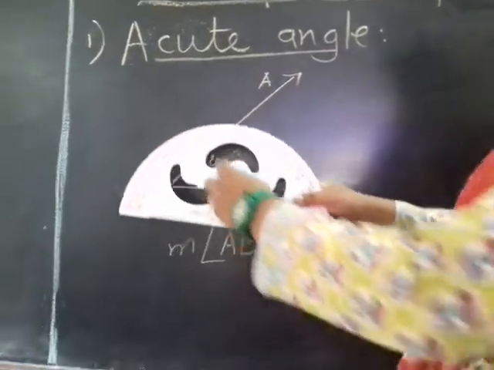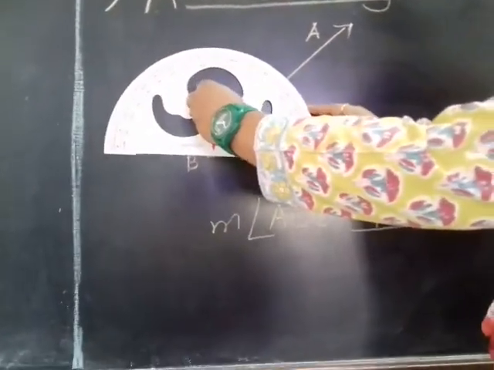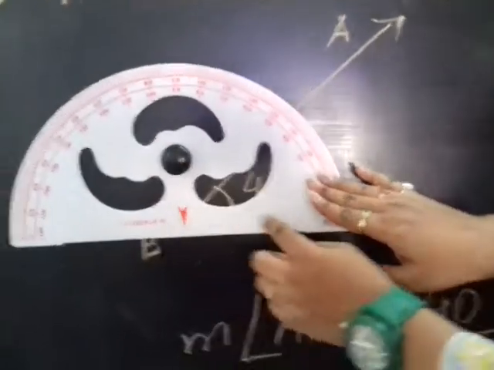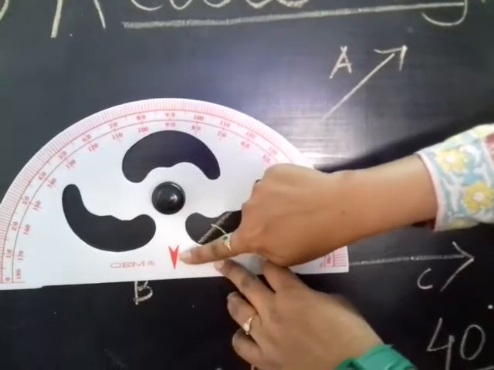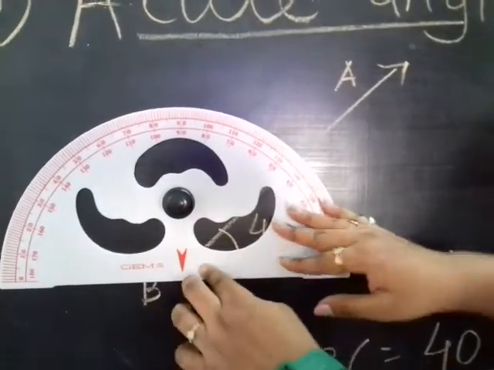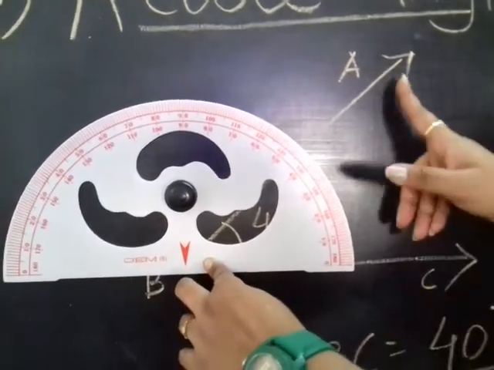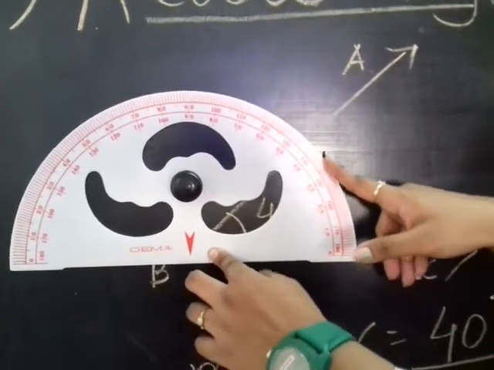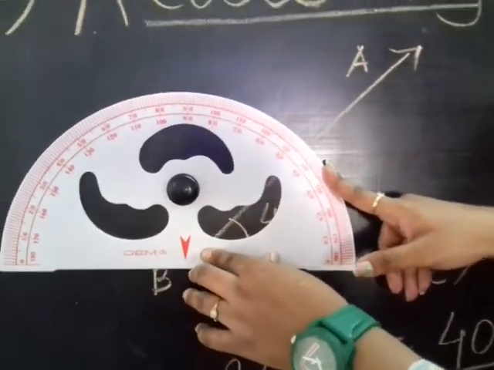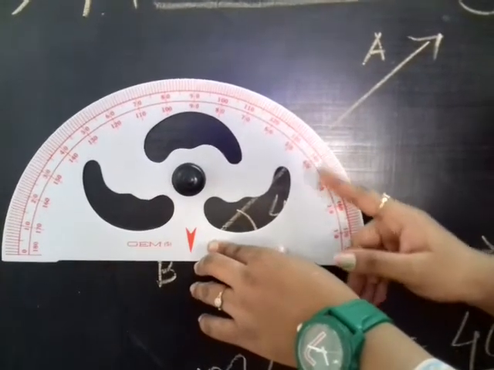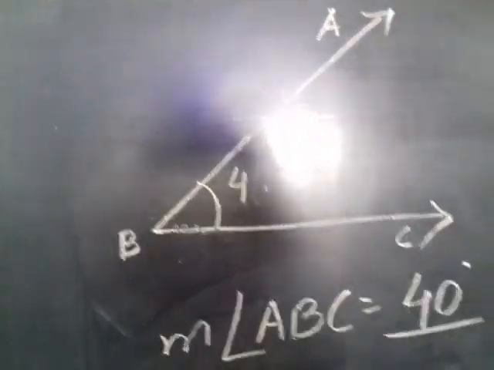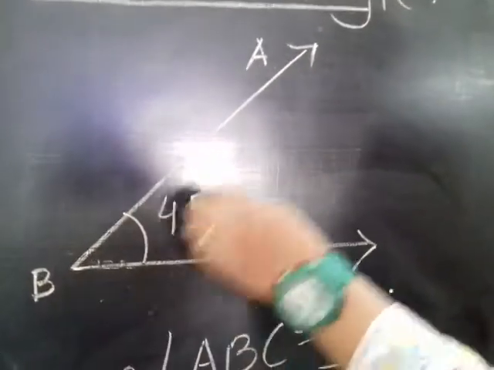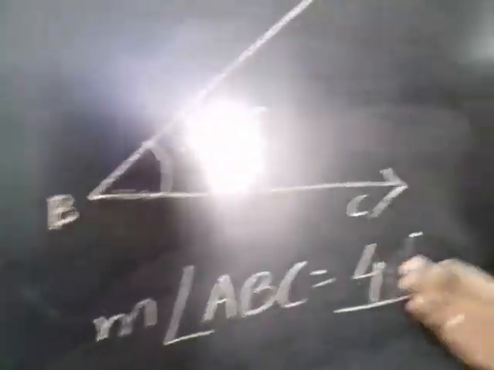Now this 90 degree arrow I am keeping on vertex B, baseline 0 on ray BC. You can see this is a 90 degree arrow straight on vertex B. This is the baseline on ray BC. Now we have to measure BA. You can see this is 40 degrees, or you can consider this as 45 degrees. So I am getting a measurement of 45 degrees while measuring the angle.